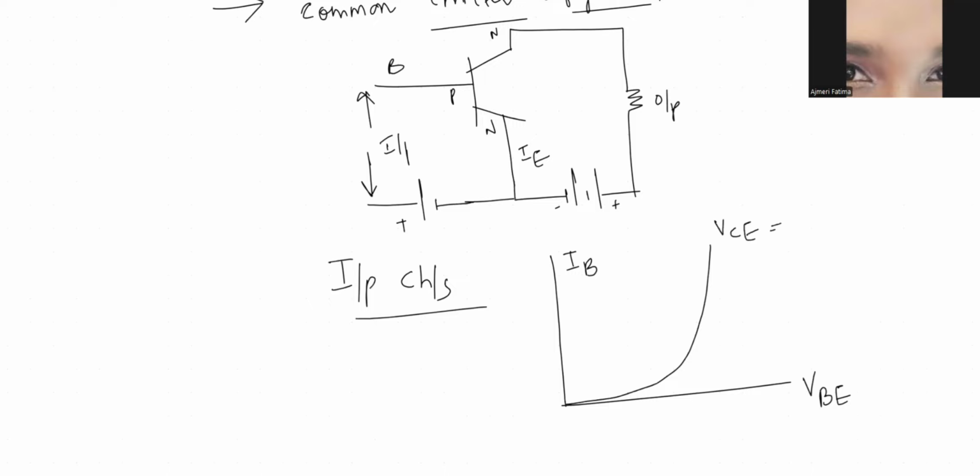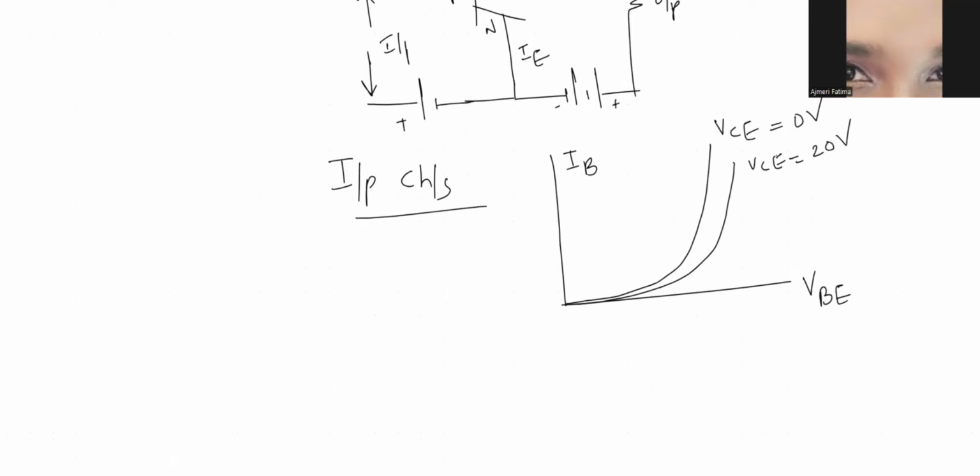So you'll get a curve like this. If VCE is kept at 20 volts, you'll get a curve like this. You observe that the curve is shifting towards the right side. And also, what is kept constant? Output voltage is kept constant. I'm going to increase VBE, keeping VCE constant, and IB is noted. So that everything has to be written.